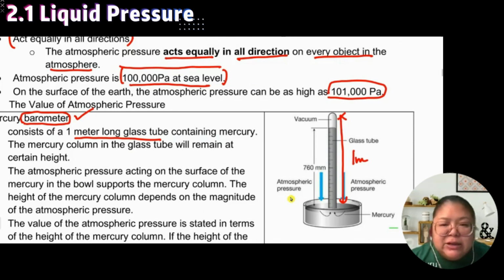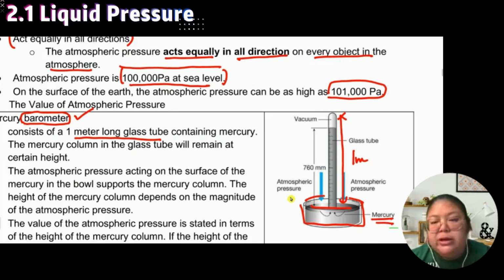You need to invert it. So you fill the whole tube, 1 meter height, with mercury. After that, you invert it and put it inside the dish. The dish also contains mercury. After that, you find the mercury column of the glass tube will remain at a certain height. The mercury will drop into the dish until a certain height, then it will stop. This is the original, we never adjusted it.